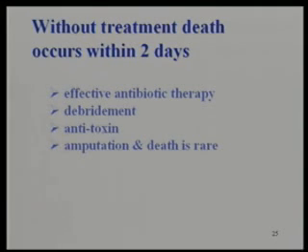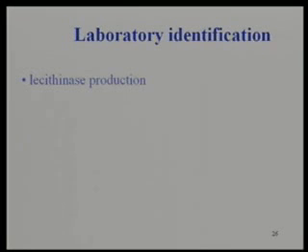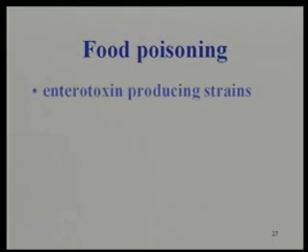Yeah. Okay. All right. Laboratory identification, the lecithinase. There's a test for lecithinase. But I don't think you'd have any doubt, really, if you thought you had a situation of gas gangrene. Now, among these organisms, there are some that will cause food poisoning. Again, we talked about this with the Staphylococcus. Food poisoning is not an infection. Food poisoning means the food is poisoned, as opposed to you getting infected, okay? There are enterotoxin-producing strains, and they should be thought about separately from gas gangrene and myonecrosis.